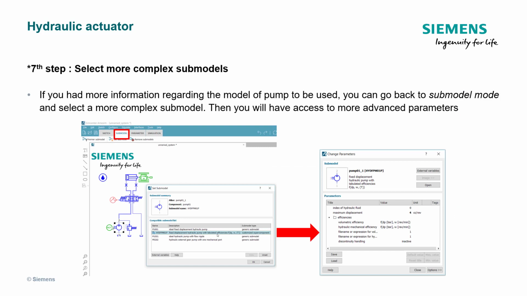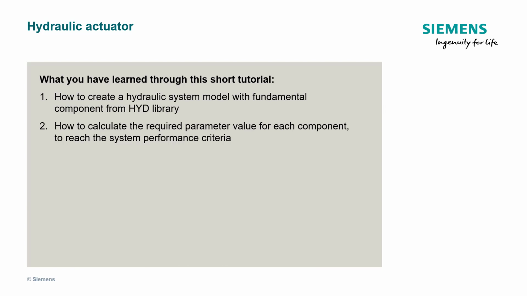Finally, if we have more information about the pump or any other component in this hydraulic circuit, we could select a more complex submodel to perform a deeper or more detailed simulation analysis. For example, we can switch the pump submodel from an ideal fixed displacement one to a component requiring tabulated efficiency. Then the pump model can take into account the volumetric efficiency or leakage. Okay, that's all for this short tutorial.